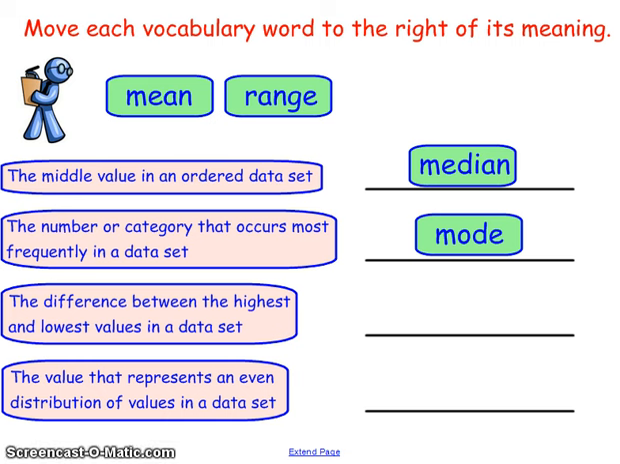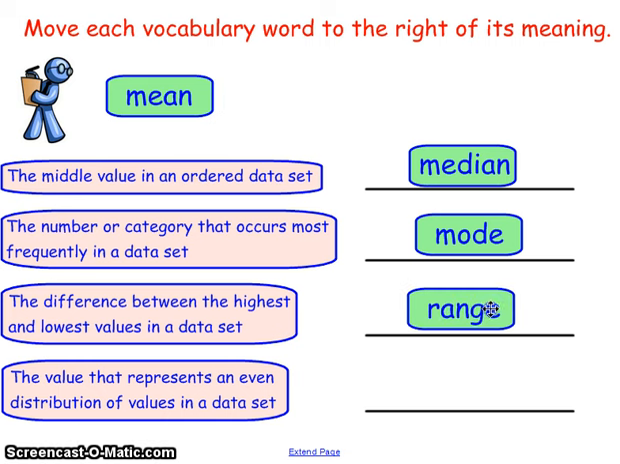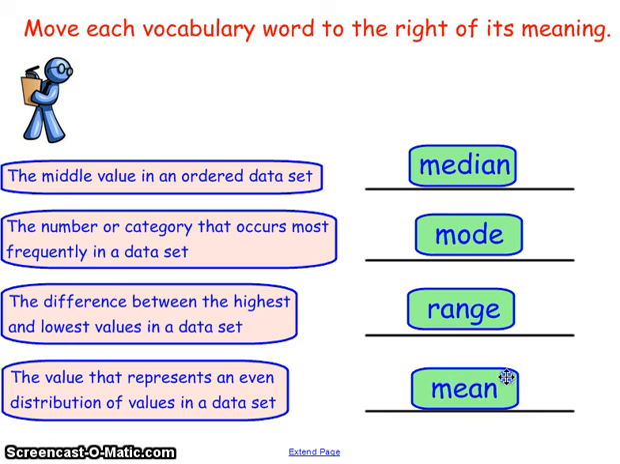The difference between the highest and lowest values in a data set is the range. I like to think about the range for my cell phone tower. The distance between me and the tower tells me about my service. And last but not least, the value that represents an even distribution of values in a data set is the mean. Many of you will think about the mean teacher who gave you your average.